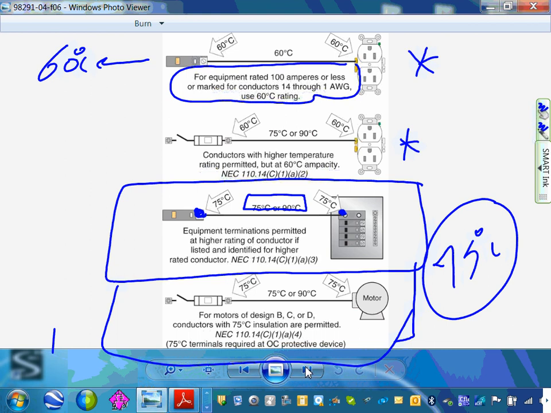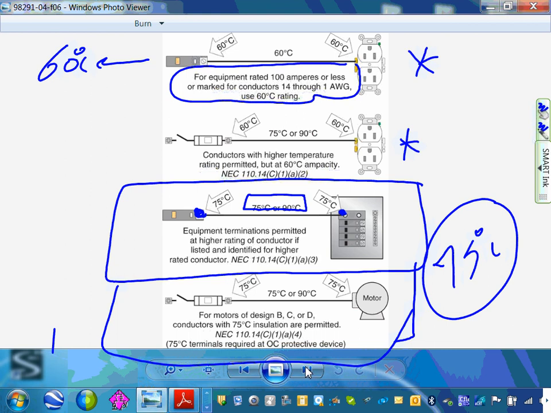So these are the two bottom ones. If anybody asks you when you're designing, which column do we go by default? 75. Where do we go to 90? Do we go to 90? Only for derating. We don't size based on 90. We derate based on 90. I can't emphasize that enough. We derate based on 90, but we do not size based on 90.